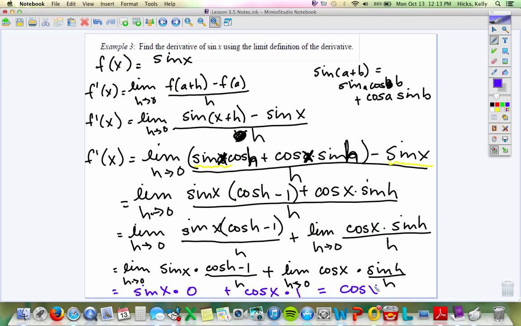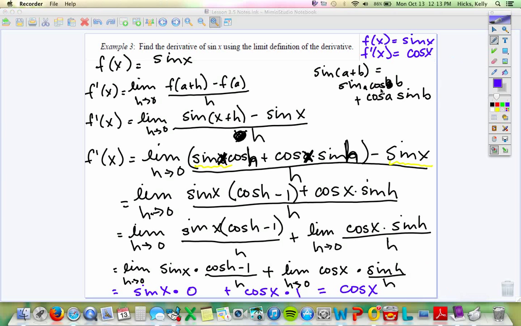So, what do we have? We are left with the cosine of x. Therefore, if you start with the function sine x, you are able to get the derivative is equal to cosine x.